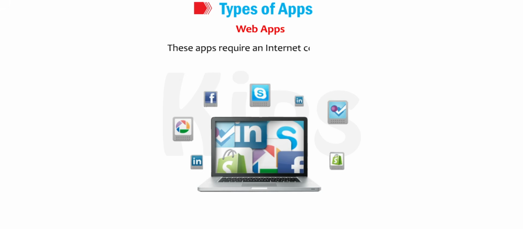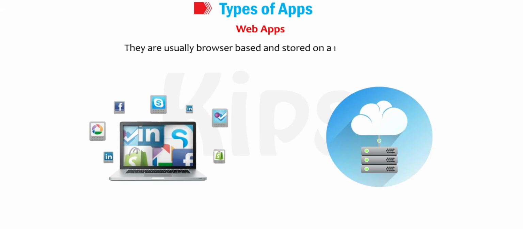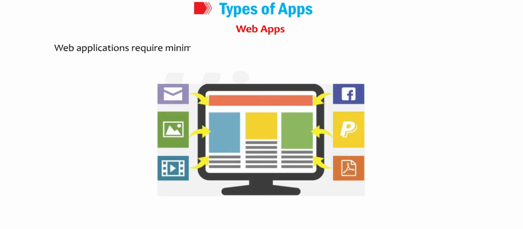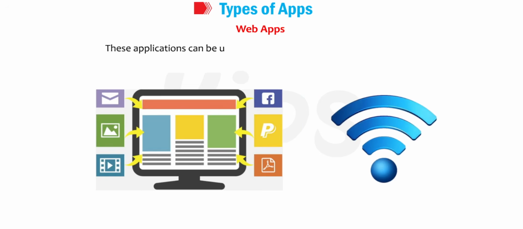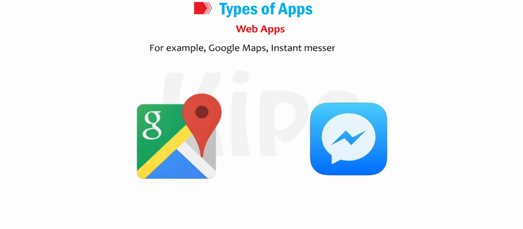Web apps. These apps require an internet connection. They are usually browser-based and stored on a remote server. Users can access them like any other web page. Web applications require minimum device memory as the application lies on the remote server. These applications can be utilized from any device through the internet. For example, Google Maps, Instant Messenger, etc.